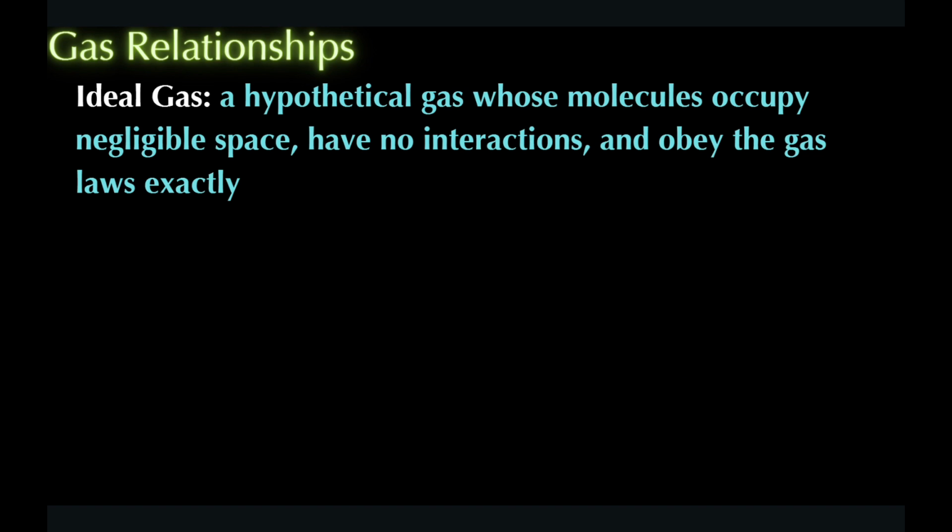Now, we're going to talk about our gas relationships. These are just how we look at pressure, temperature, and volume and how they relate to each other. As we go through this, we are going to assume that we are dealing with an ideal gas. An ideal gas is a hypothetical gas whose molecules occupy negligible space, have no interactions with each other, and always obey the gas laws exactly. So we are assuming that all gases are ideal in order to help simplify some of the calculations.